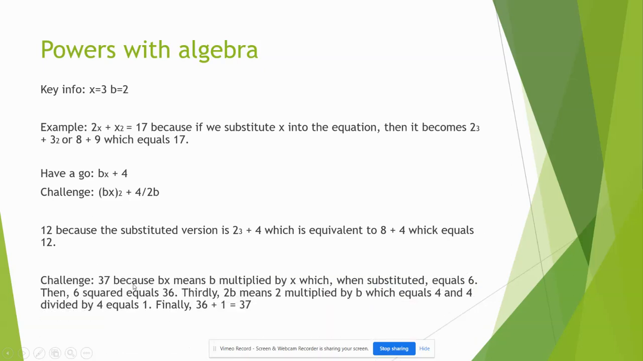Then the challenge, the answer is 37, because bx, that's not b to the power of x, that's bx. It means b multiplied by x, which when substituted is 3 times 2, which is 6. Then 6 squared equals 36. 2b means 2 multiplied by b, which equals 4, and 4 divided by 4 equals 1. And finally, 36 plus 1 equals 37.